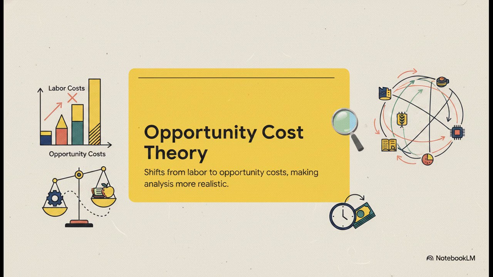They needed to introduce more complex variables to explain what was actually happening globally. Enter Haberler and his opportunity cost theory. This shifts the whole economic lens away from just looking at pure labor costs and introduces opportunity costs, which makes the whole analysis so much more realistic.